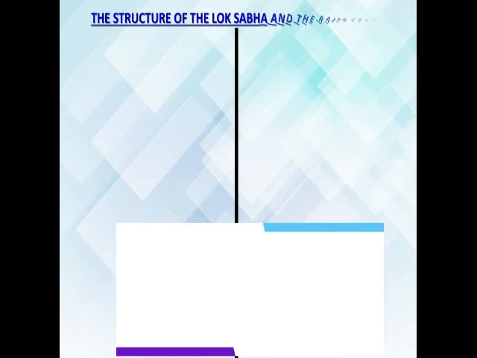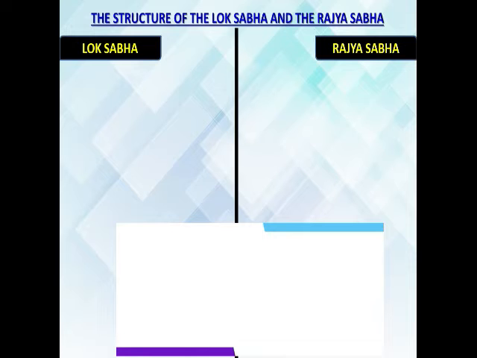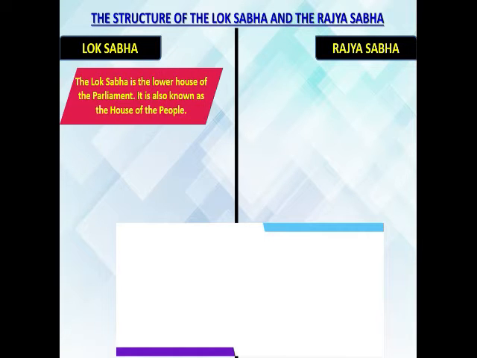So let's see in detail about this. The structure of the Lok Sabha and the Rajya Sabha. Actually the Rajya Sabha is an indirectly elected body and represents the states of India. And the members of the Lok Sabha and the state legislative assemblies are directly elected by the people for a period of 5 years.